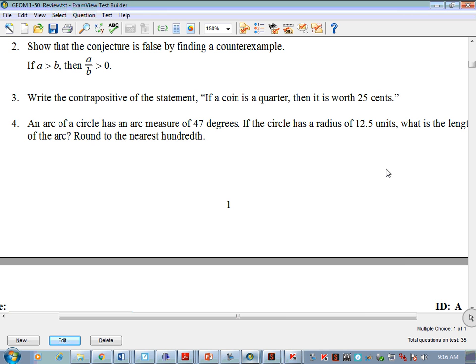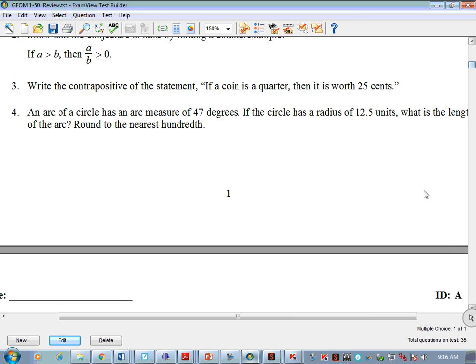All right, let's see, let me scroll. I have to go over here and do it so it doesn't flip out.